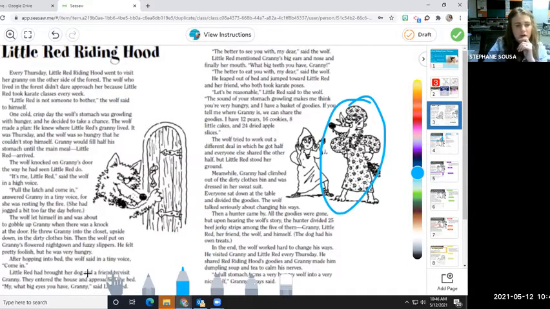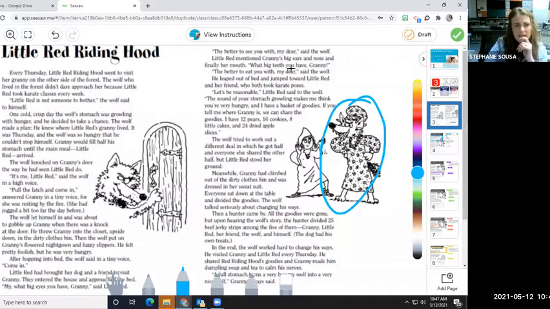Little Red had brought her dog and a friend to visit Granny. They entered the house and approached the bed. "My, what big eyes you have, Granny," said Little Red. "The better to see you with, my dear," said the wolf. Little Red mentioned Granny's big ears and nose, and finally her mouth.